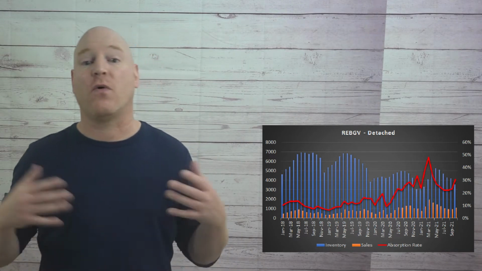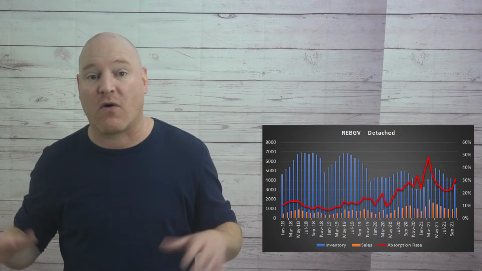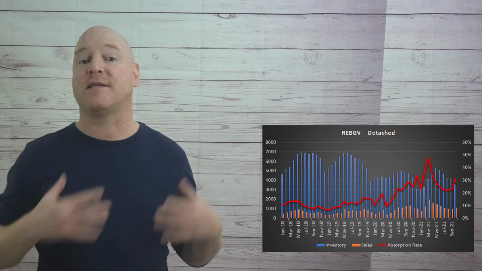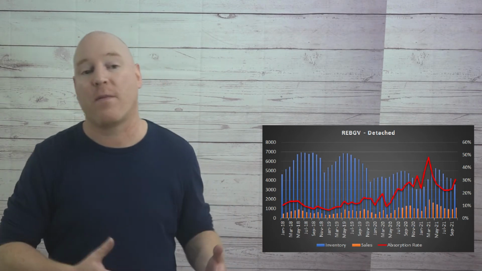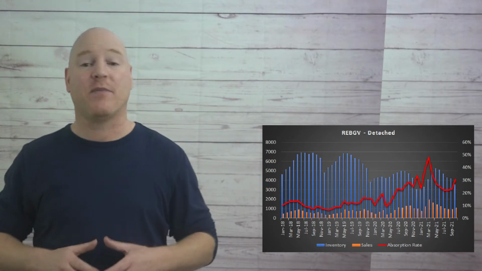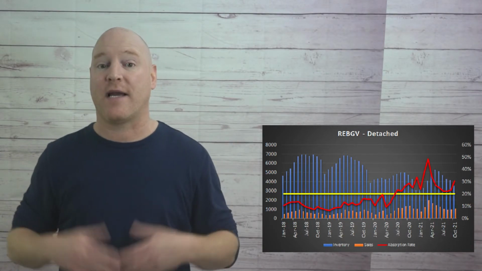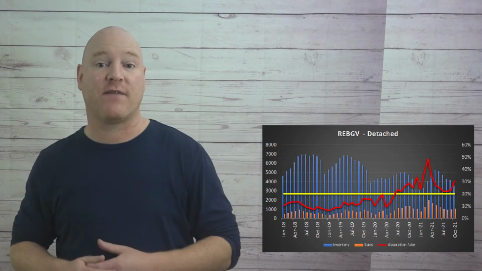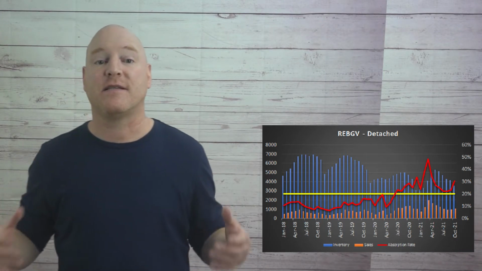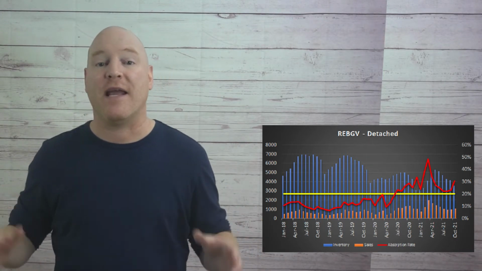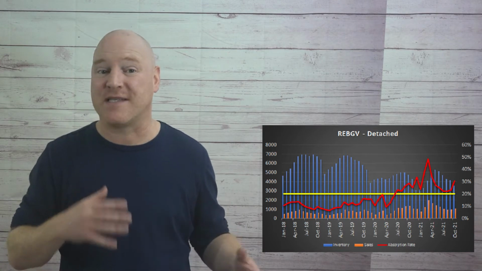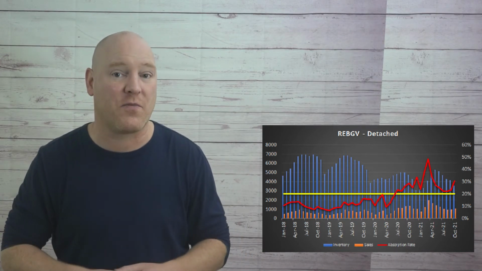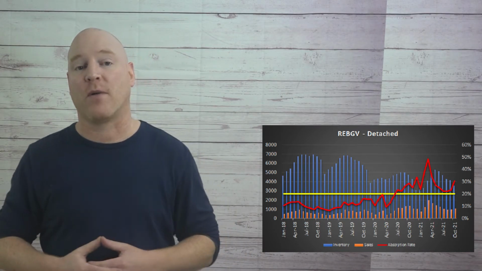The sales ratio, or the absorption rate, whatever you want to call it, measures the speed of the market and is how we determine if we're in a seller's market, a buyer's market, or a balanced market. Anytime the absorption rate is above 20%, which represents 5 months or less of inventory on the market, this is considered a seller's market. And if the market stays in this range for a sustained period of time, typically 3 months or more, you will start to see upward pressure on prices.